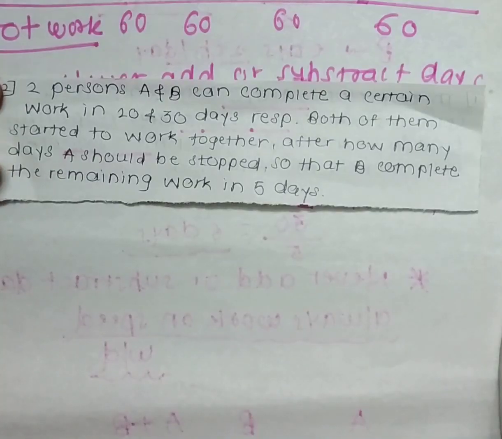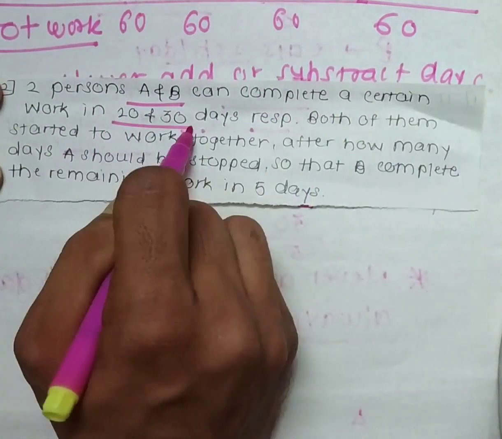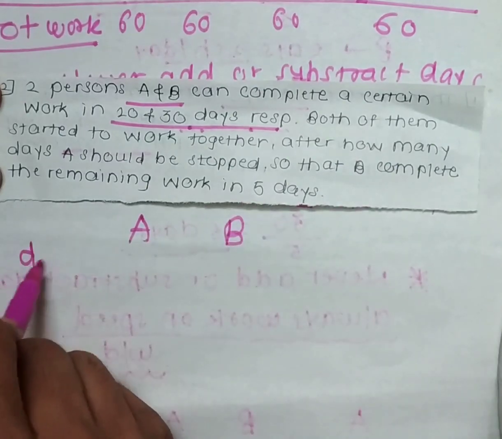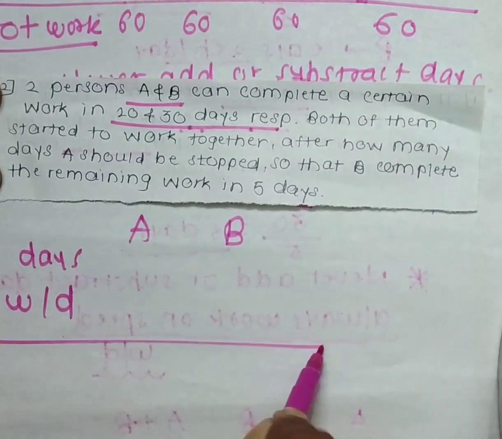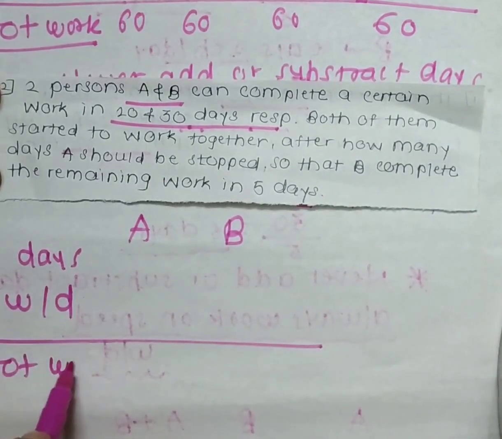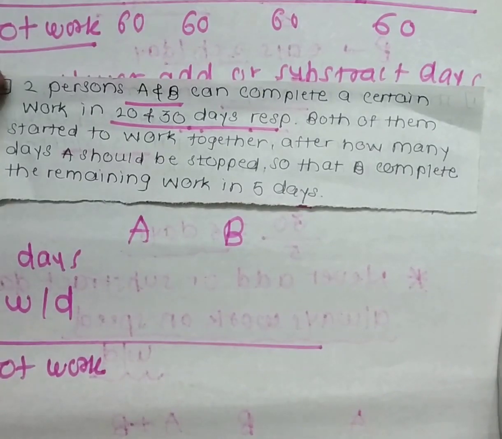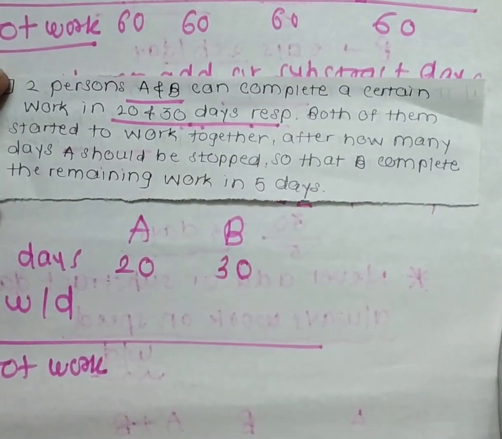Now let's see the next question. Two persons, A and B, can complete a certain work in 20 and 30 days respectively. We know the formula here, number of days into work per day is equal to total work. Please note it down. Number of days into work per day is always equal to total work. Here A and B can complete a certain work in 20 days and 30 days respectively.